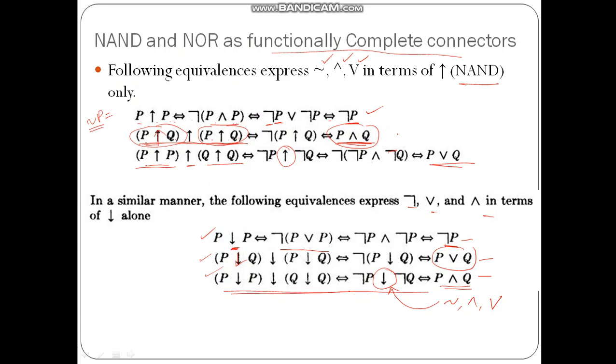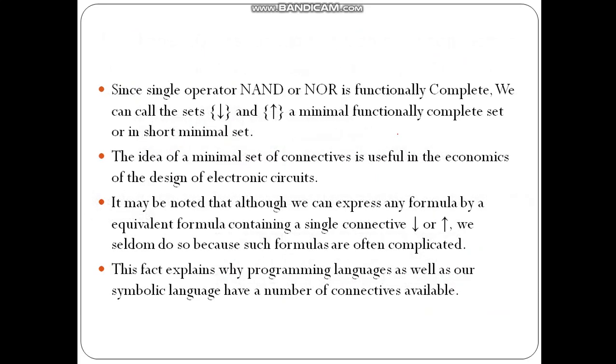So let us move ahead. This is the second one that we have already discussed. The next thing that we should know is the single connective. Since the single operator NAND or NOR is functionally complete, we can call the set which consists only of the NOR operation or the set which consists only of the NAND operation a minimally functionally complete set of connectives.